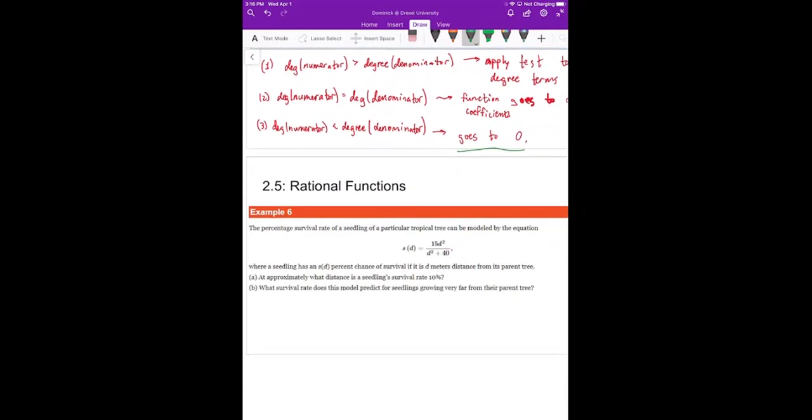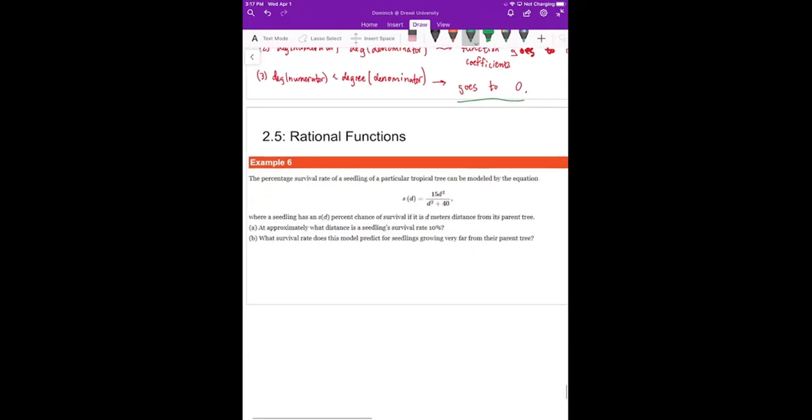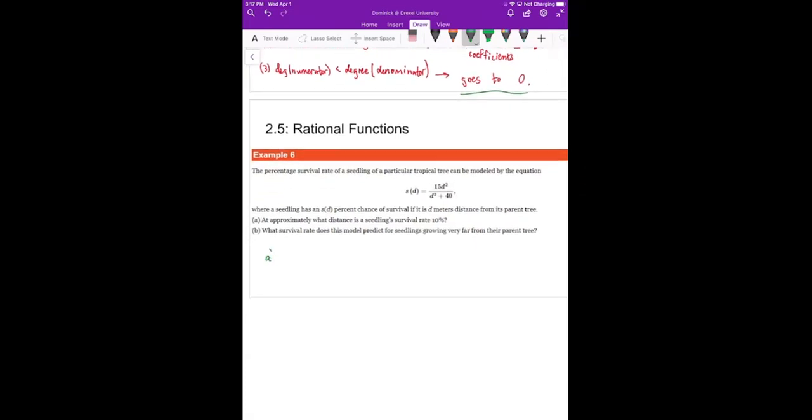Okay. So in this 6th example, the percentage survival rate of a seedling of a particular tropical tree can be modeled by this equation, where a seedling has an S of D % chance of survival if it is D meters distance from its parent tree. We want to know approximately what distance the survival rate is 10%. Well, if the survival rate's 10%, that means that our y here is 10%. So we want to set 10 equal to 15 D squared over D squared plus 40. Okay, so we want to solve this equation.